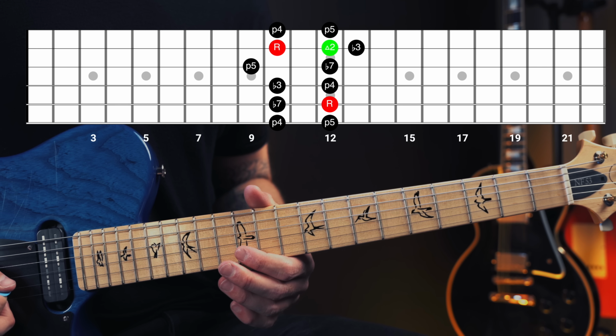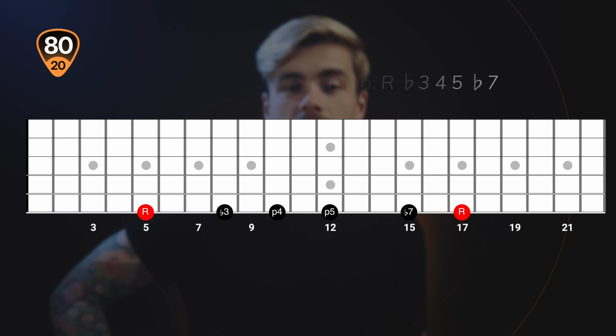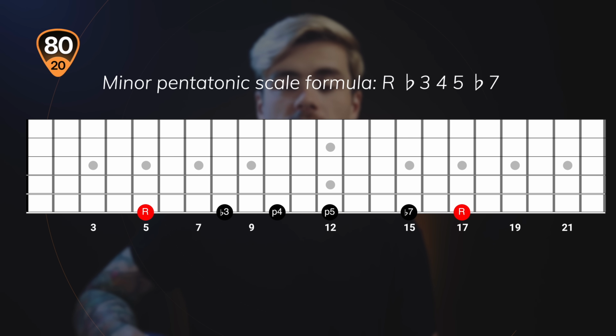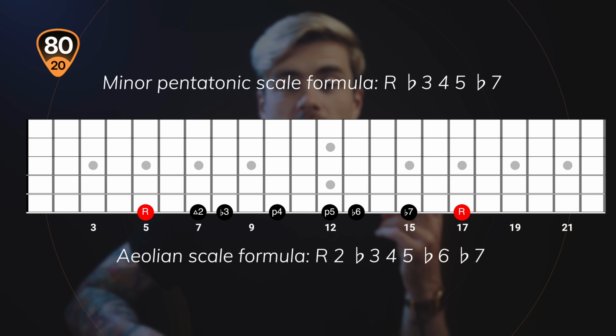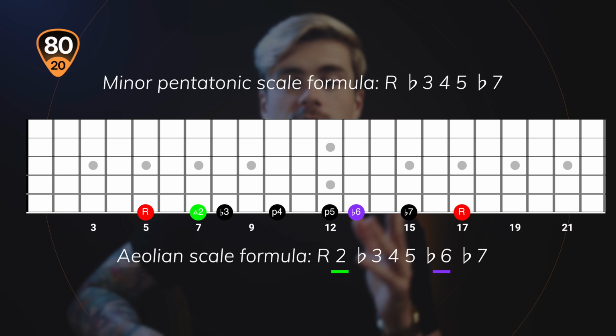Now, you might have noticed a green note on the diagram that isn't part of the minor pentatonic. This note right here at fret 12 on the B string. That is a natural second, and it's coming from the A Aeolian scale, aka the natural minor scale. Think of the minor pentatonic as the 5-note sibling of Aeolian, which has 7 notes, right? Pentatonic gives you the root, flat 3rd, 4th, 5th, and flat 7th. Aeolian has all those same scale degrees plus the natural 2nd and flat 6th.